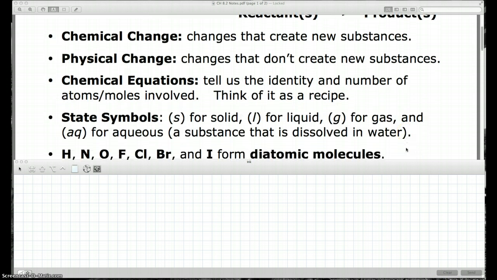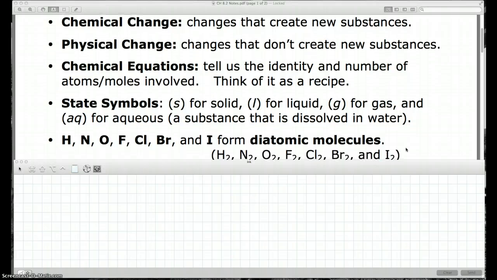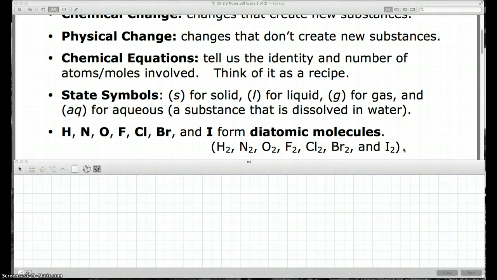The next thing in the notes here, state changes, or sorry, state symbols. If I were to write H2 and put a little G behind it, what that means is hydrogen gas. If I wrote H2O and put a little L, standing for liquid, behind it, sometimes you'll see it as a cursive L, that means liquid water. If I put a little S behind something, it means solid. So here I have solid silver.